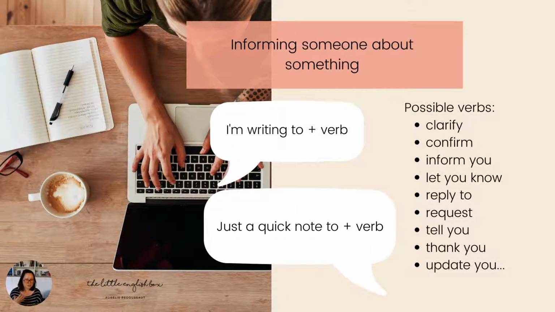Okay, so different examples of opening sentences. We have different types of emails, and in particular 3. We have informing someone about something, replying to an email, and attaching, so sending a file, a document. If you inform somebody about something, you have different possibilities. I'm giving you 2 very simple ones. I'm writing to plus verb, or just a quick note to plus verb. Just a quick note might be more for people you know well, and I'm writing to is more for people you don't know or people higher in hierarchy at work.